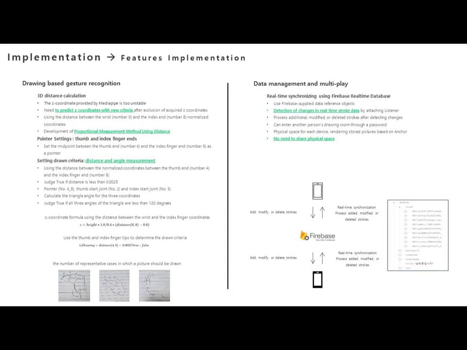For deciding whether the user is drawing or not, we use the distances and angles of the starting and last points of the thumb and index finger. If the peaks of the thumb and index finger are touching and the angles of the formed triangle are not over 120 degrees, then it is determined as drawing.